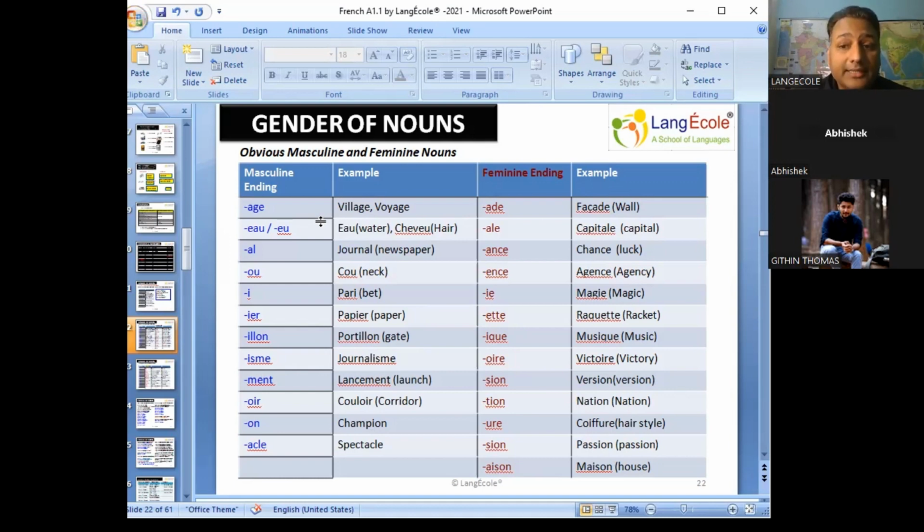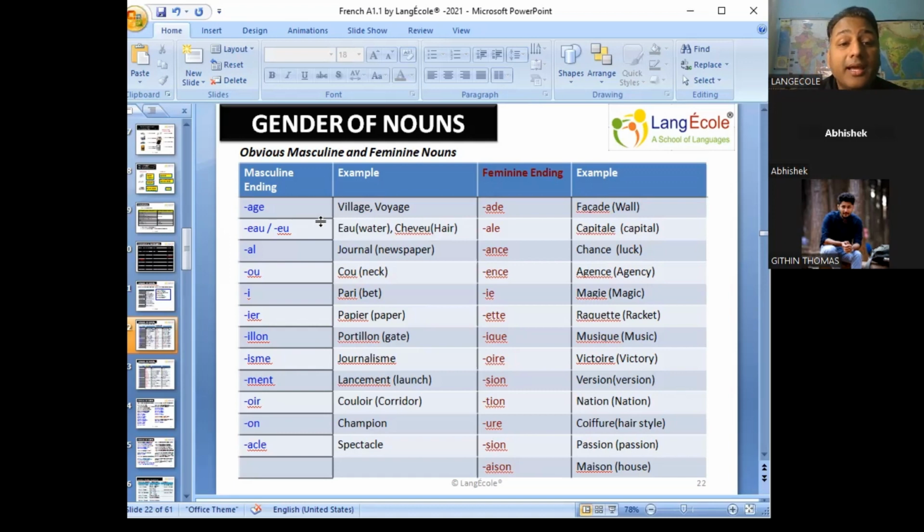Now voyage and village have an AGE ending. If you find an AGE ending, all such words are masculine: village, voyage, fromage. Fromage means cheese, right? Similarly, many such words wherever we have the AGE ending will be considered masculine words.